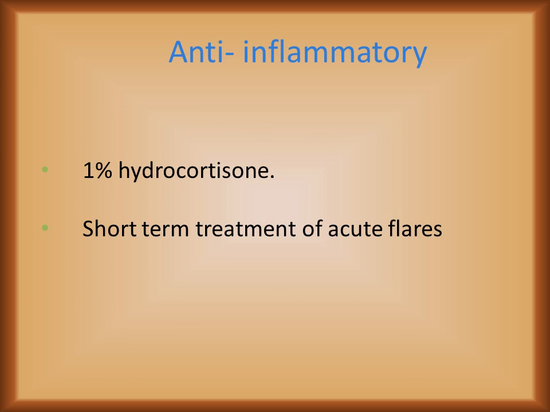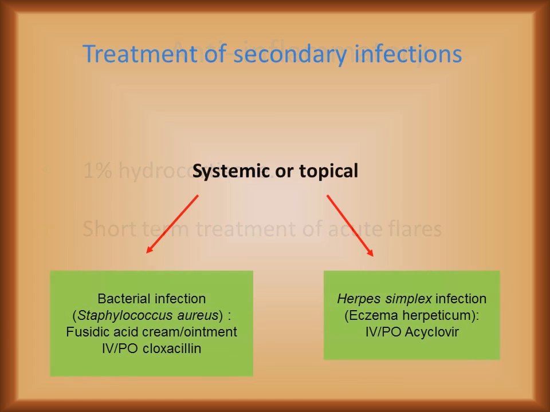Anti-inflammatory. 1% hydrocortisone is the commonest cream or ointment used. These are used as short-term treatment of acute flares. Treatment of secondary infections. Treatment can be systemic or topical depending on severity. Infection can be due to bacteria, for example Staph aureus, or viruses, for example herpes simplex.